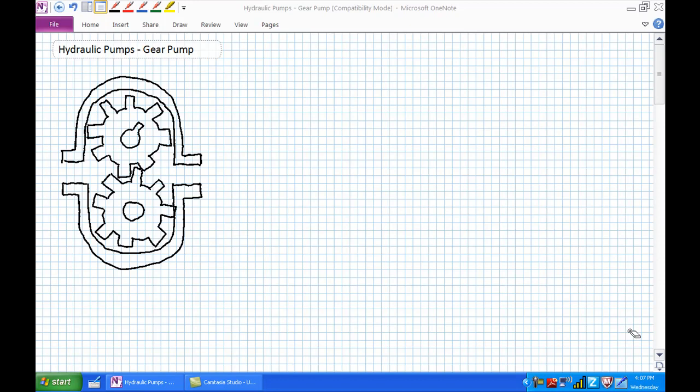Today we're going to have a discussion on hydraulic pumps, some of the general characteristics, and then we're going to go into the specifics of one particular type of pump called the gear pump.